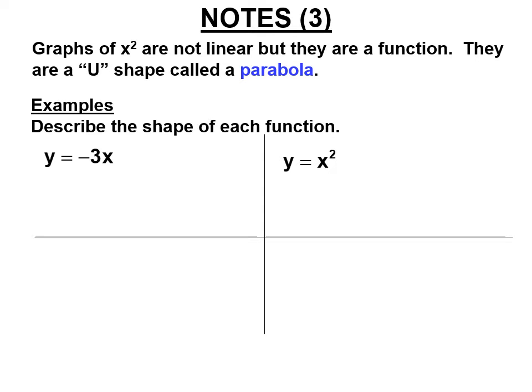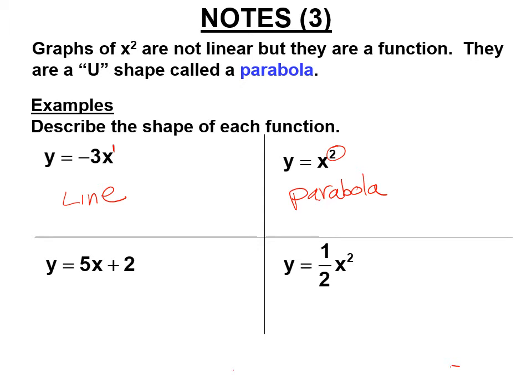All right. When it's x squared, you get a U shape, and the name of that U shape is parabola. So let's describe the shape of each. So the exponent there is 1. So what's the shape? It's a line, because that's a linear function. Exponent is 2. That means when you graph it, it's a parabola. That's how you pronounce that. This one on the left is a line. This one on the right is a parabola, because the exponent of x is 2.